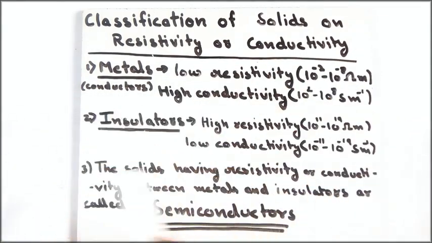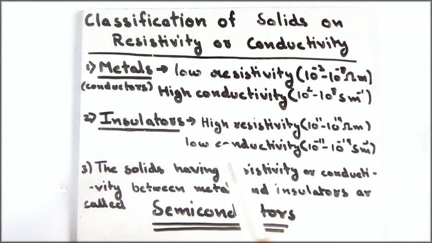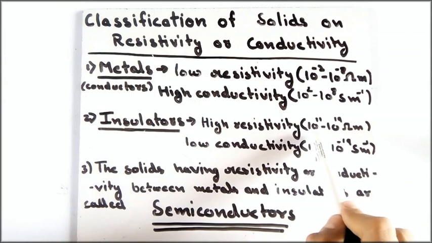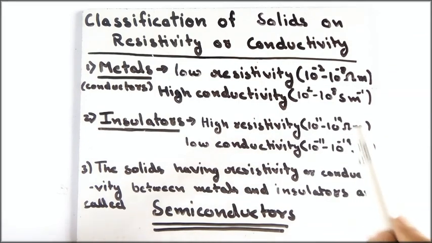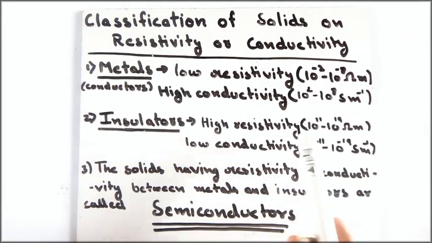Now insulators, they have high resistivity. They don't allow electrons to flow through them, like 10 raised to the power 11 to 10 raised to the power 19 ohm meter, and its unit. And they have low conductivity, which is 10 raised to the power minus 11 to 10 raised to the power minus 19 Siemens per meter. This is per meter.